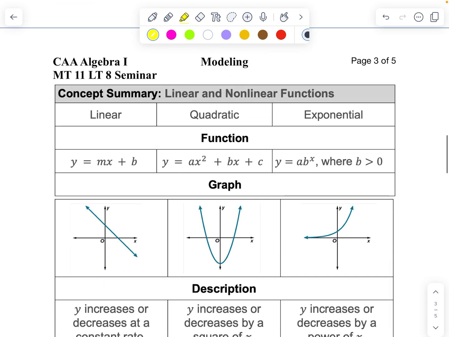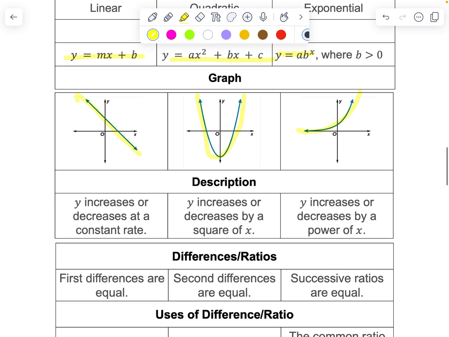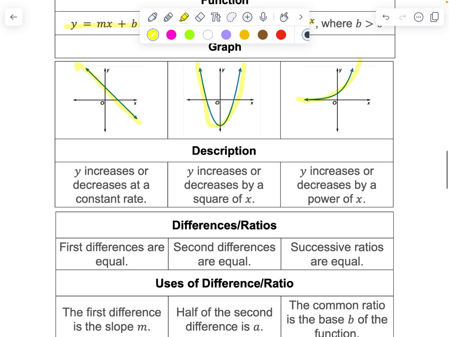So we start here. Remember, linear is y equals mx plus b. Quadratic is ax squared plus bx plus c. And exponential is a times b to the x. We can tell it from a graph because linear is going to be a line, quadratic is going to be a parabola, and then we have our exponential curve here.